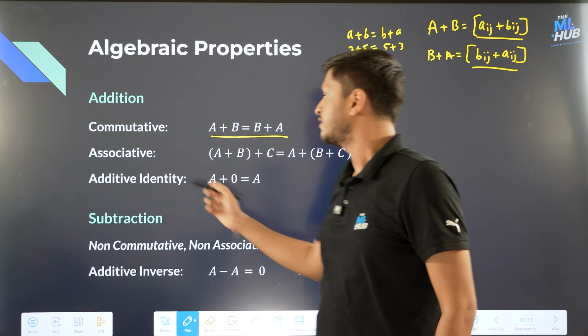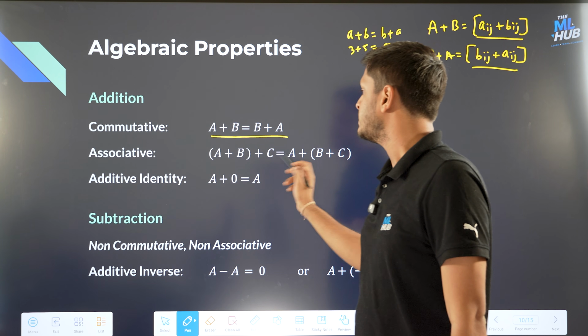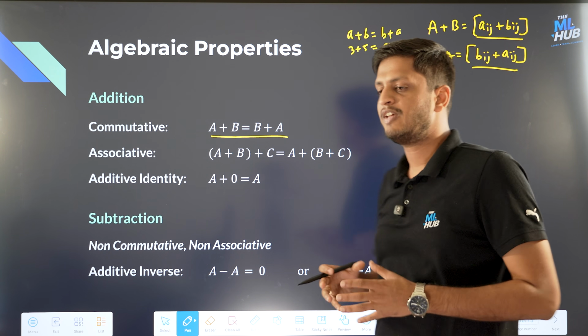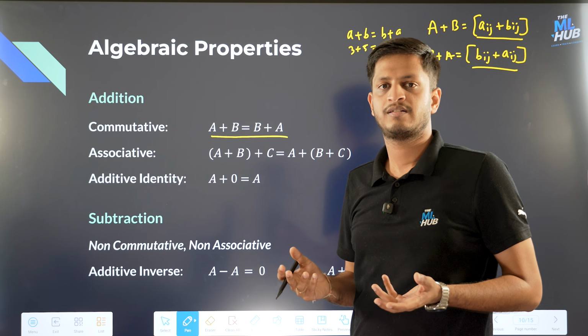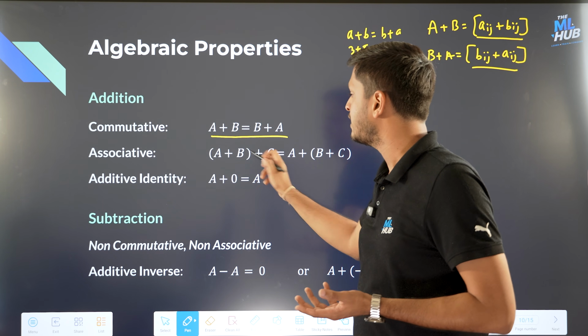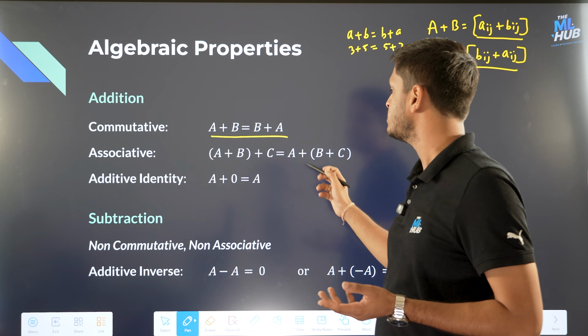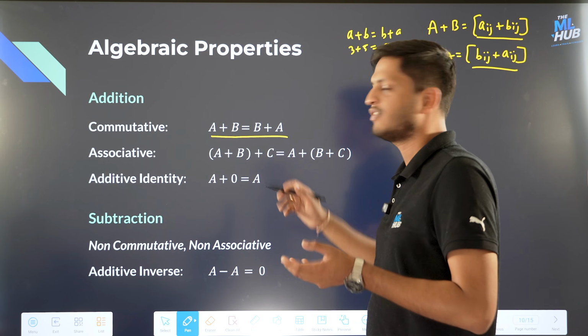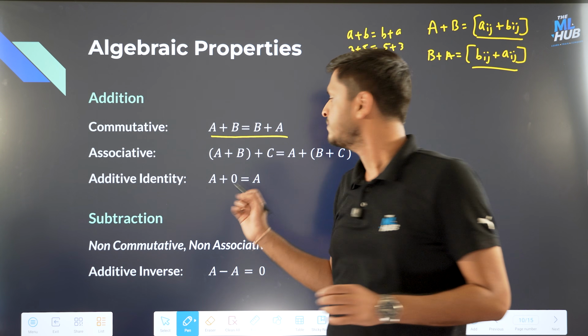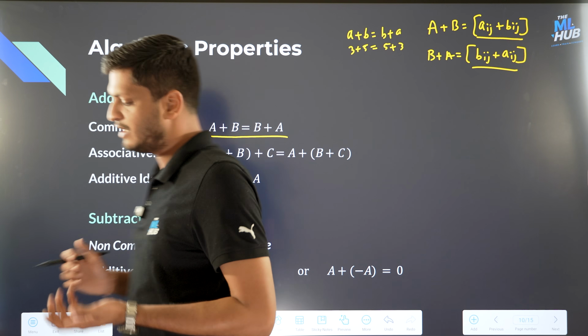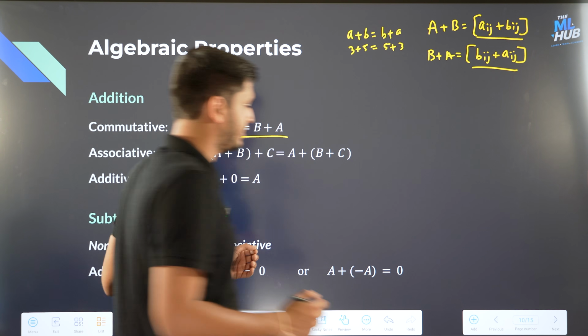Next is associative. So (A plus B) plus C will be equal to A plus (B plus C). So when we are adding three matrices, again the order doesn't matter, right? We can add A and B first, or we can add B and C first. We can even add A and C first. The order will never matter. In addition, you can add them in any order, okay? So why is it so? Again, simple thing. Let's try to prove this.